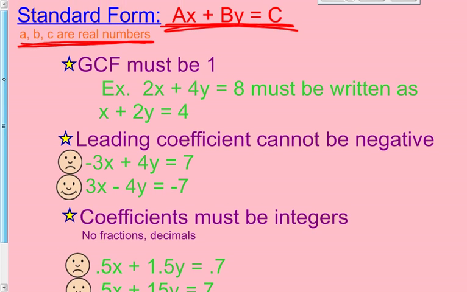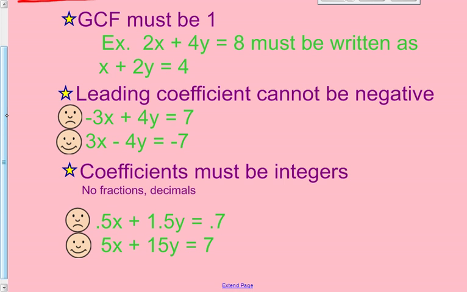So we have a couple rules with standard form. Let's briefly talk about them. First of all, the greatest common factor must be a 1. So an example of this, as you can see up here, if you somehow get this for a line, which is possible, 2x plus 4y equals 8.